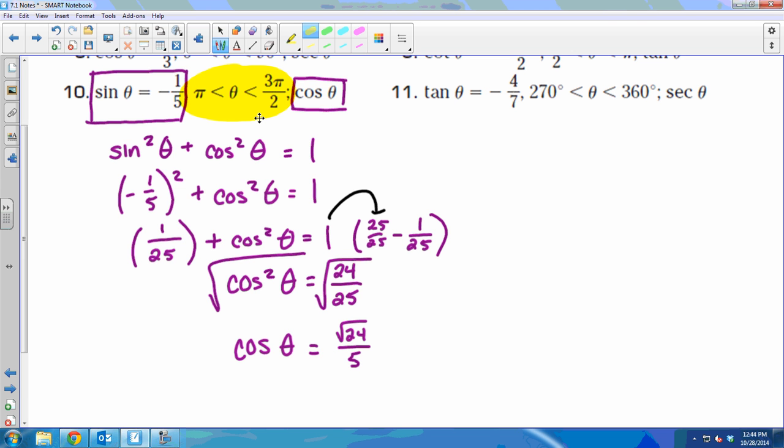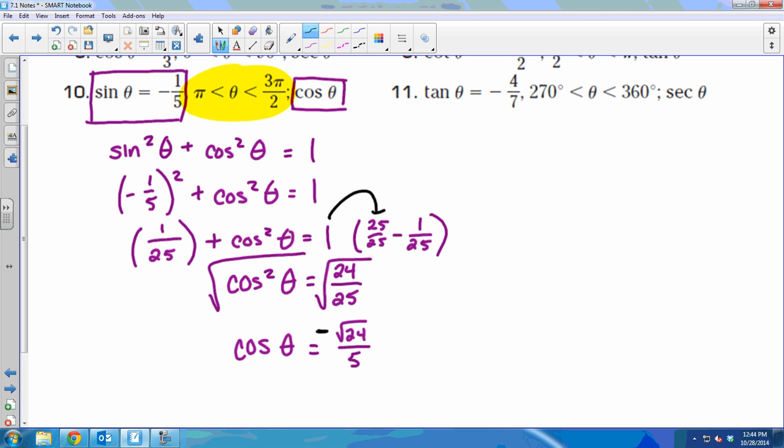So from pi to 3 pi over 2, which is what they told us in the highlighted section. That's the third quadrant. Is cosine positive or negative in the third quadrant? Negative. So then we make this negative. So that's why that boundary is there.